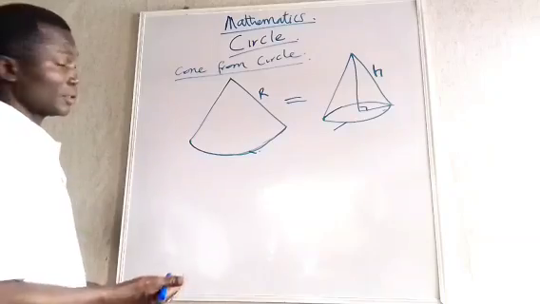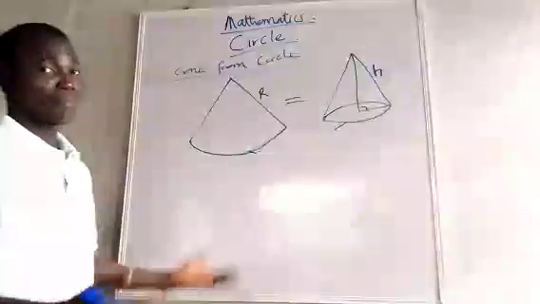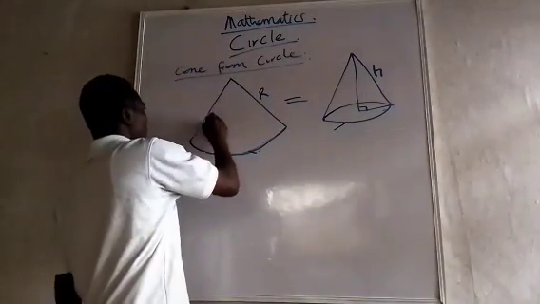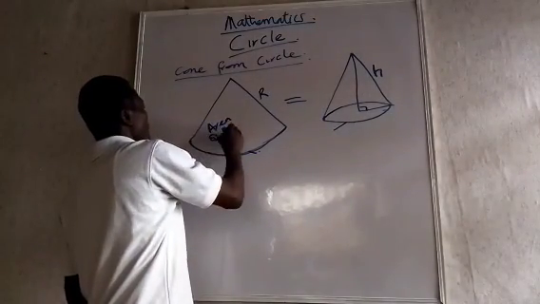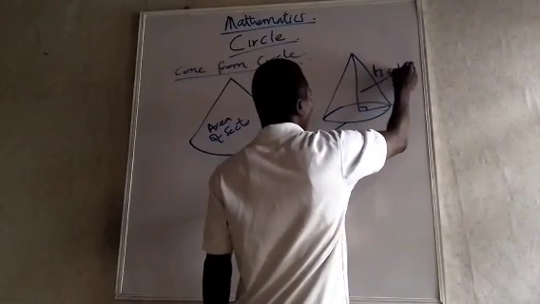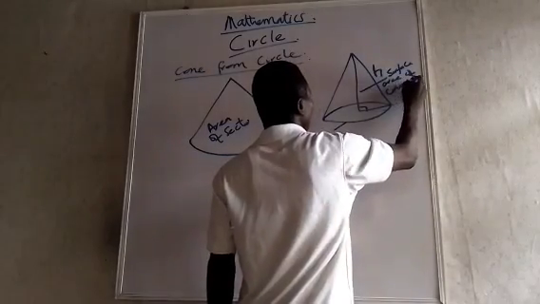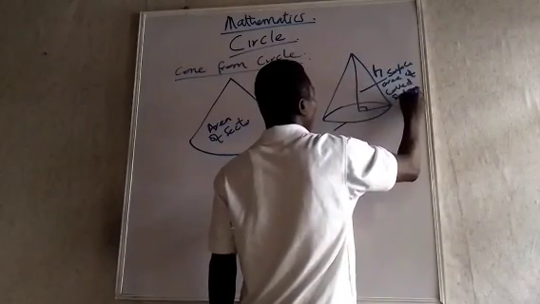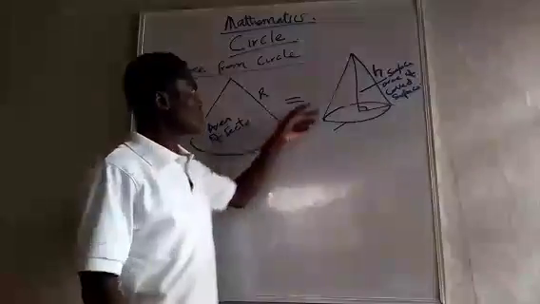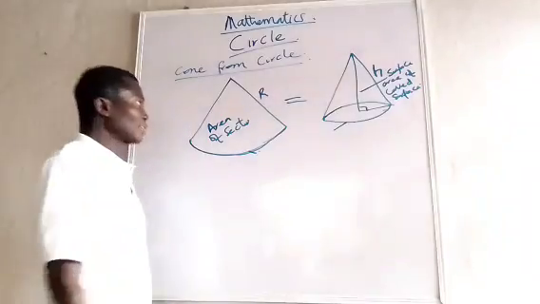Another thing, due to the nature of matter, matter can neither be created nor destroyed. The area of this sector will be equal to surface area of the curved surface. Not the full, but of this curved parts. The surface area here will be equal to the area of this curved parts. Now let's see how it is convertible.